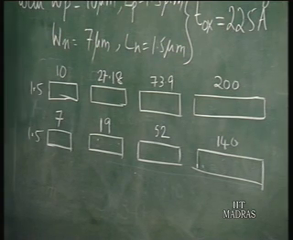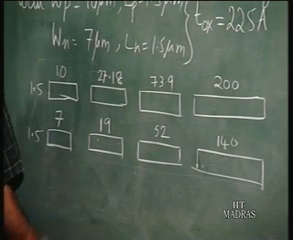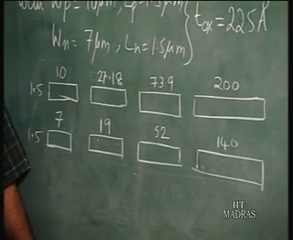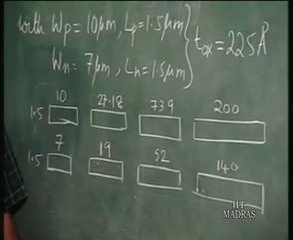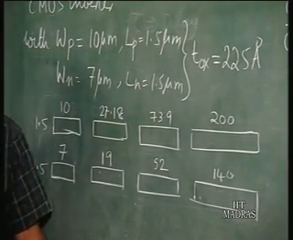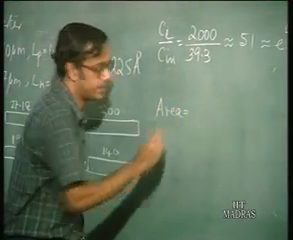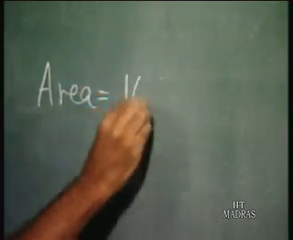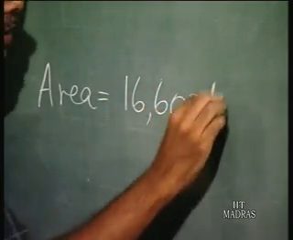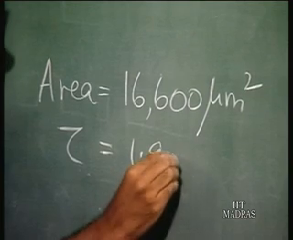All right. I am quoting from a report from which I took this example. They were driving the same load using CMOS. They had to fabricate this, and they required an area of 16,600 micron squared, and the delay was 1.9 nanoseconds.